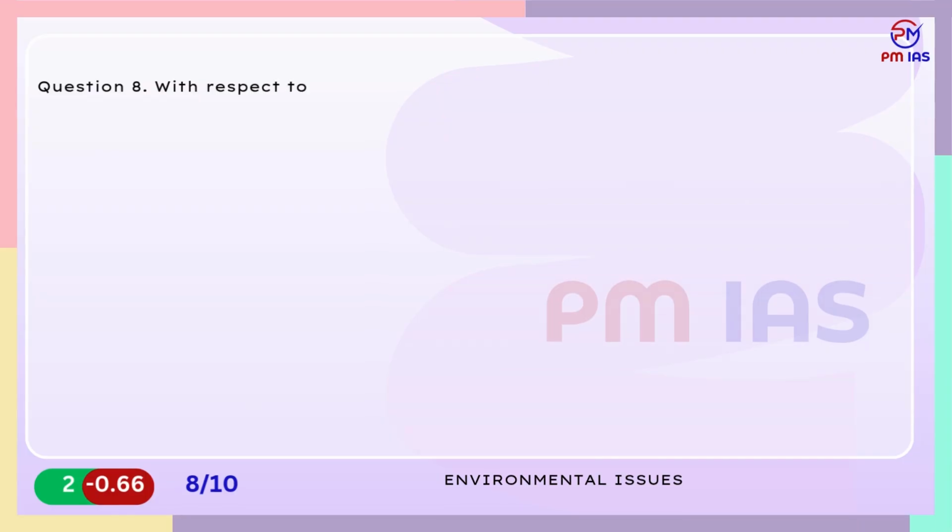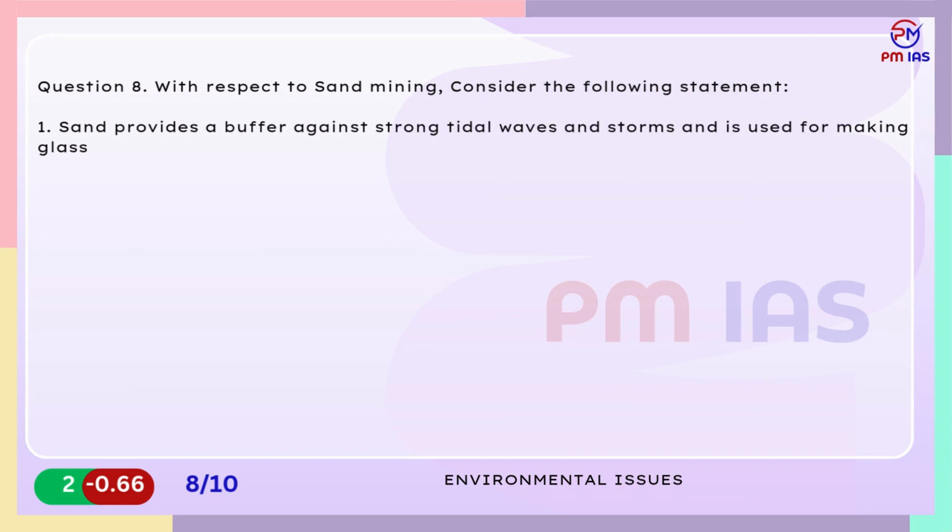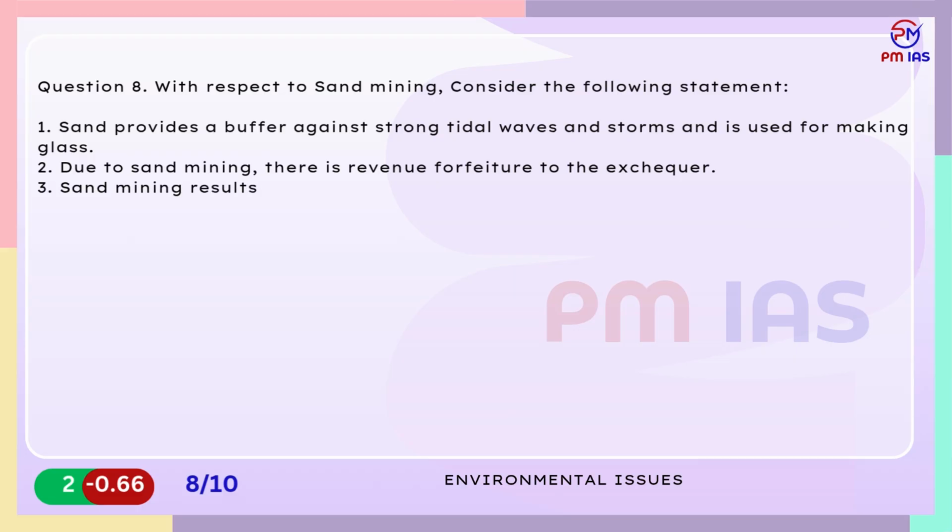Question 8. With respect to sand mining, consider the following statements. 1. Sand provides a buffer against strong tidal waves and storms and is used for making glass. 2. Due to sand mining, there is revenue forfeiture to the exchequer. 3. Sand mining results in an increase of groundwater and enriches the coastal ecosystem. Which of the statements given above are correct?